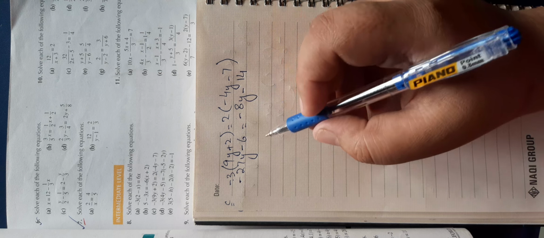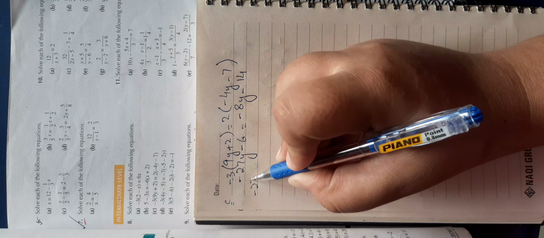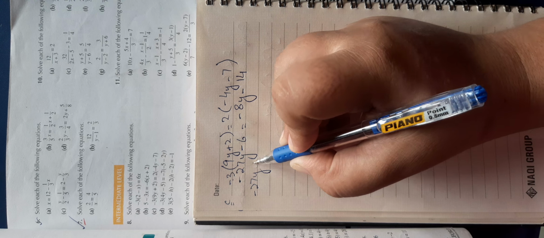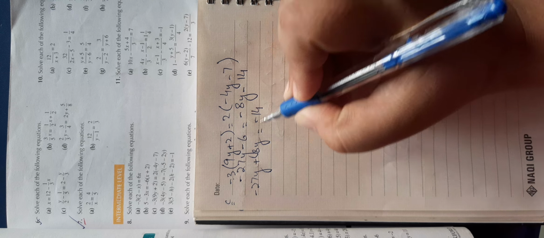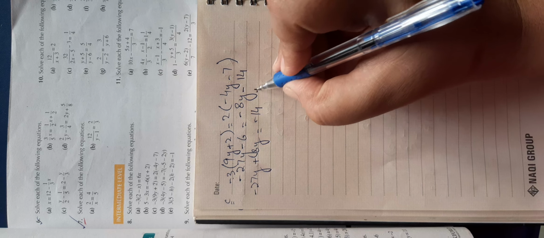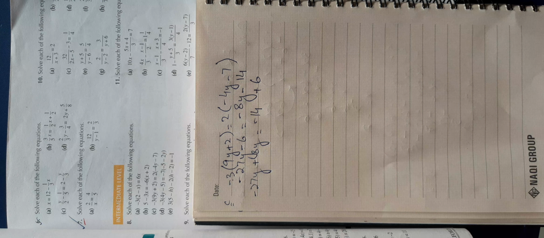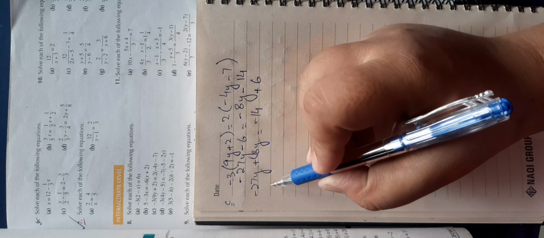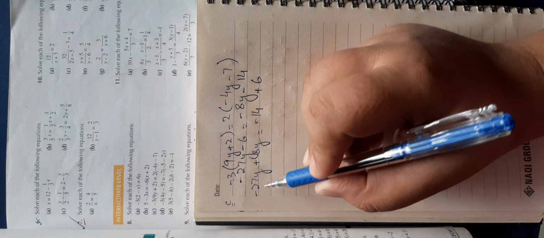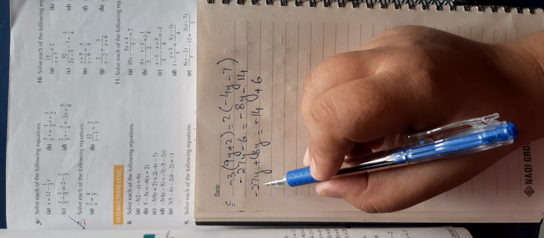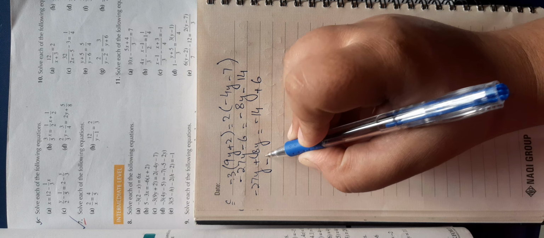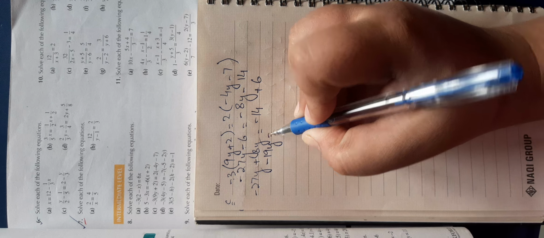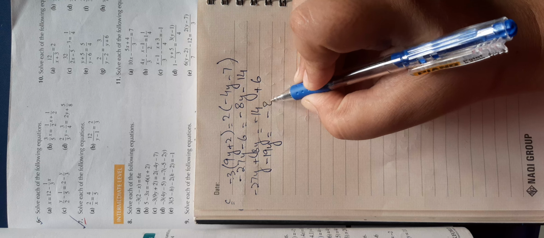Again we will move the variables here. Minus 27y minus 8y, it will be plus 8y, then minus 14, and here it is plus minus 6, so it will be plus 6. Next step will be minus 27y plus 8y. They are going to subtract, but the sign will be minus because 27 has a negative sign. So it will be minus 19y when we subtract, and the other value will be minus 8.